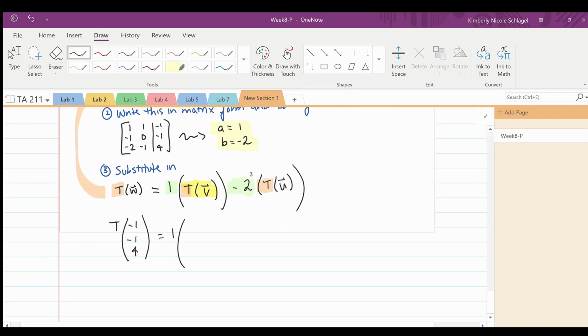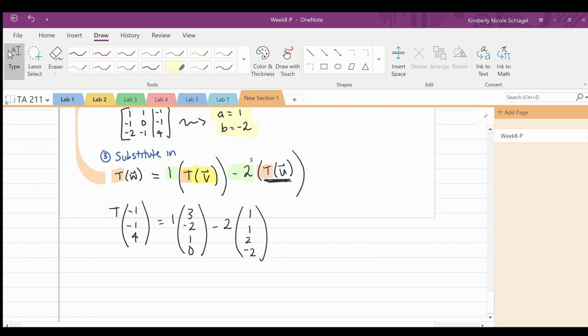Okay, so I'm going to write 1 times my TV, which is 3, -2, 1, 0, minus 2 times my TU. My transformation, what it does to U, is it makes 1, 1, 2, and -2. And I'm just going to add these up, and it's going to give me 1, -4, -3, and 4. So now I can say that my transformation on this vector gives me this over here. Okay, hopefully that made sense.